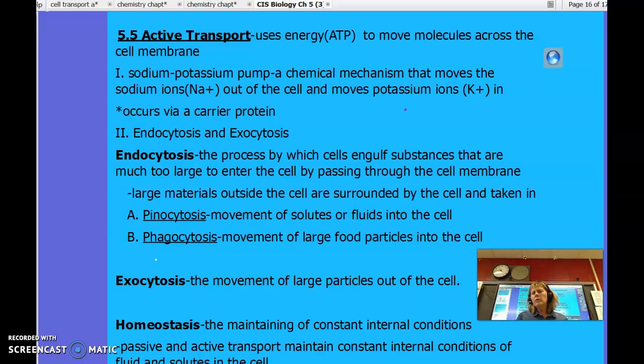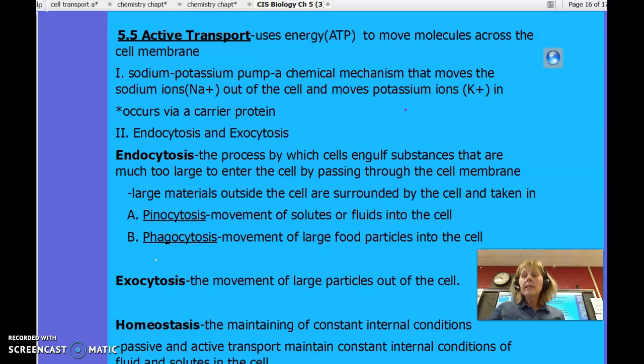So we talked about passive transport and how things move through the cell membrane, and we said passive transport doesn't require energy, and things are moving from an area where they're more concentrated to an area where they're less concentrated. Like if you put a drop of food coloring in water, it's moving from an area where there's lots of food coloring to areas where there's none or very little until it's evenly diffused throughout.